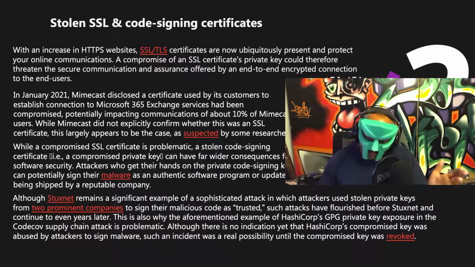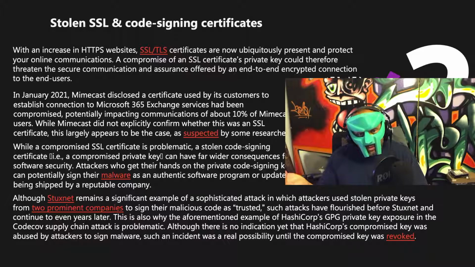Although Stuxnet remains a significant example of a sophisticated attack in which attackers used stolen private keys from two prominent companies to sign their malicious code as trusted, such attacks flourished before Stuxnet and continue even years later. This is also why the aforementioned example of HashiCorp's GPG private key exposure in the Codecov supply chain attack is problematic. Although there's no indication yet that HashiCorp's compromised key was abused by attackers to sign malware, such an incident was a real possibility until the compromised key was revoked. So, if somebody gets your key and you find out in a very short period of time, you can revoke the key, generate a new one, and then there's really no issue with them being able to sign something. But chances are there could be days, weeks in between somebody actually getting access and you finding out about it. So the possibility is there.